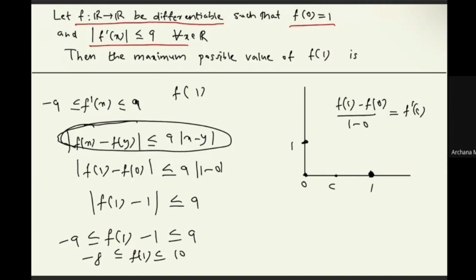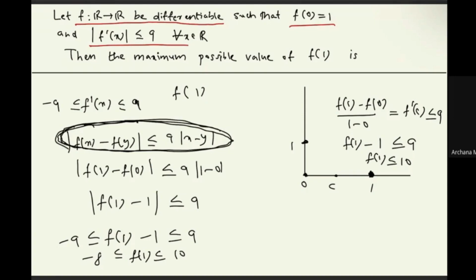By the condition given, this is less than or equal to 9. So that means f of 1 minus f of 0, which is 1, is less than or equal to 9. From that you get f of 1 less than or equal to 10. That way also you can see. What she said is something stronger than this, but that is good. Maybe in some problem it will help you.